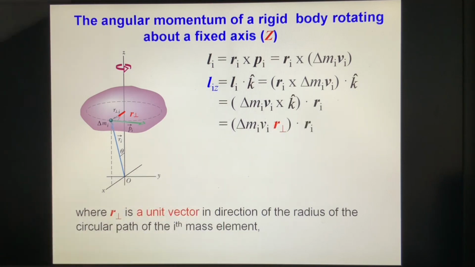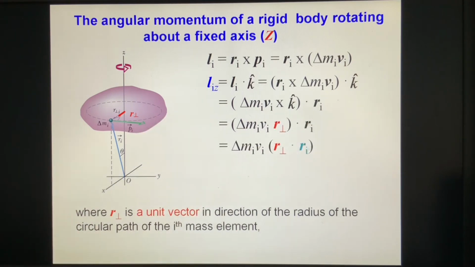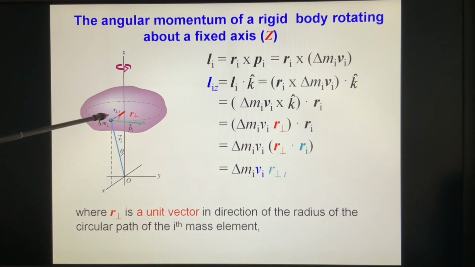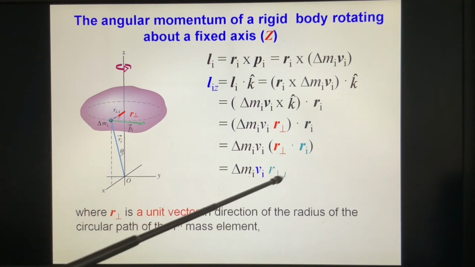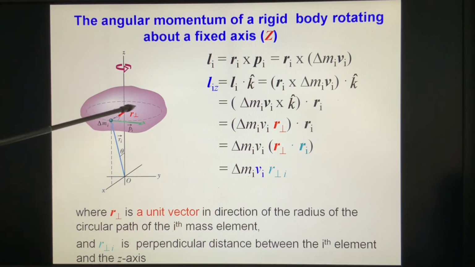So we take this out, and we find r perpendicular dot ri. We just learned this is a unit vector, and this is ri, which is equivalent to the component along r perpendicular of ri. Actually, this is a number, which we call r perpendicular i. This is the radius of this particle. So ri is a number, the perpendicular distance between the ith element and the z axis.